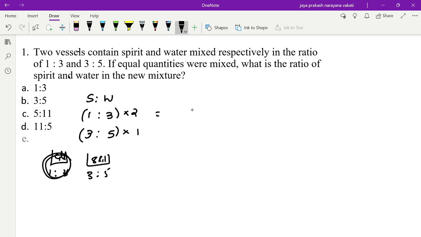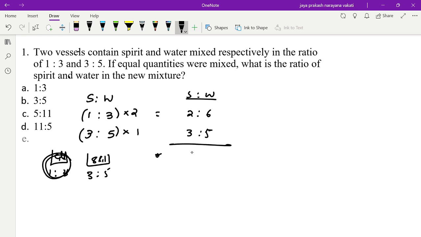So that's how I made it: 1 is to 3 is multiplied with 2. The resultant is 2 is to 6, and this is 3 is to 5. The ratio remains the same. So now the total part of the first vessel is 8 liters and this is also 8 liters. So if I mix 8 liters and 8 liters, in the first vessel of 8 liters, 2 liters is spirit and 6 liters is water. And in the second vessel of 8 liters, 3 liters is spirit and 5 liters is water. So that's how we have mixed them.